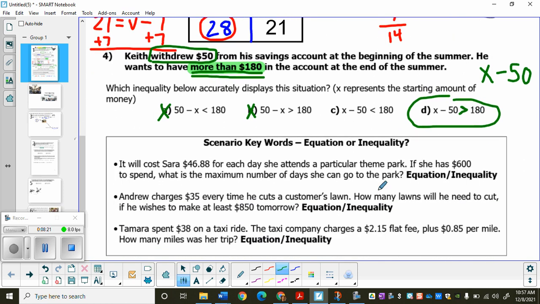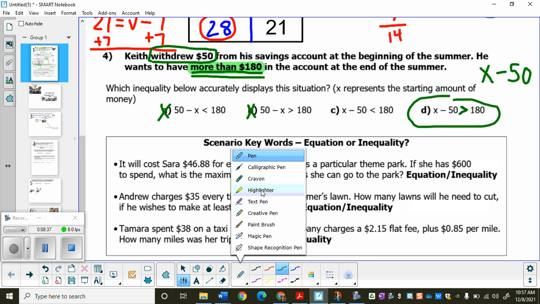All right. Now that we've seen a few examples, let's just look at these 3 quick scenarios and try to identify some keywords to see if we think we're dealing with an equation that has one answer or an inequality which is going to have lots of answers, okay? So for the first one, let me get my highlighter out.